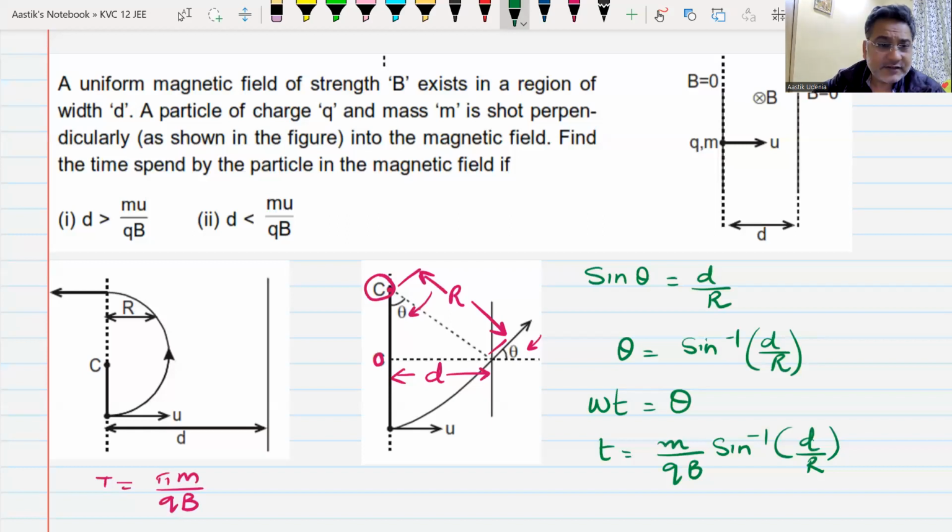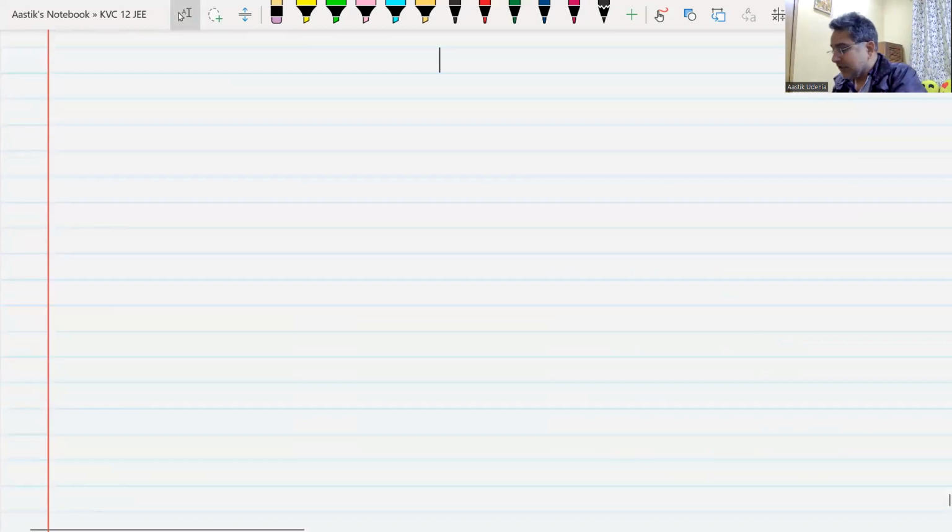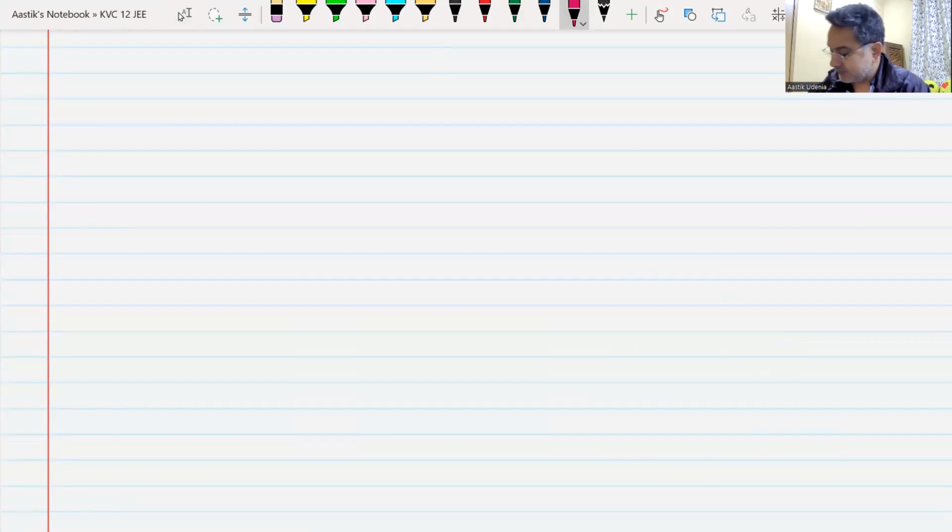I think that is case number 4. We have done the case where V was 0, nothing happens. We have done the case where theta was 0 or 180, nothing happens. We have done the case where theta was 90 degrees, uniform circular motion. What is the case that is remaining here? Tell me.